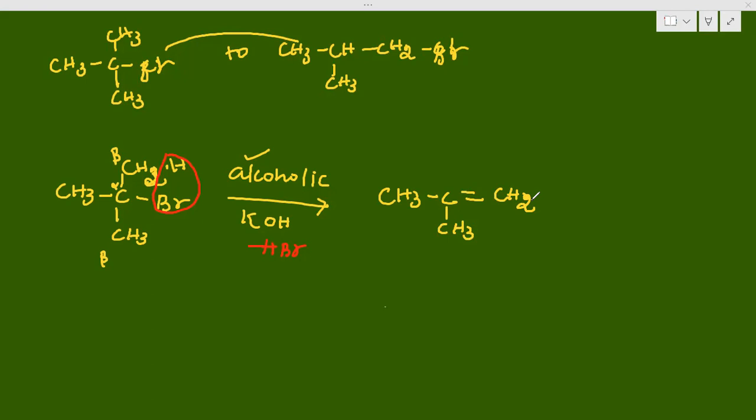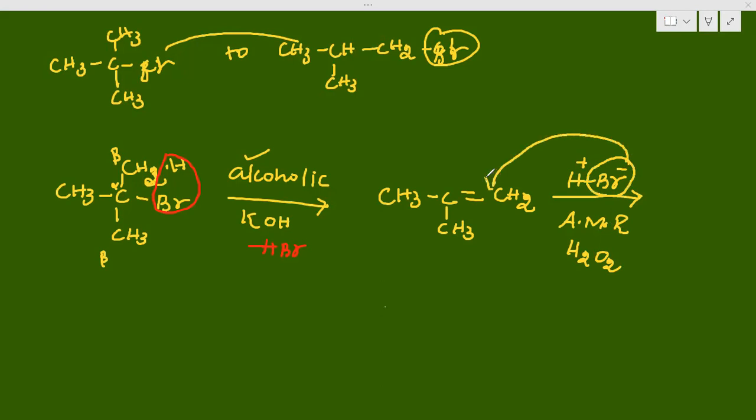Next step: hydrobromination, that is HBr addition at the double bond. Where do we want to add the Br? In the first carbon. To add Br in the first carbon, we have to follow the anti-Markovnikov rule. If we are following the anti-Markovnikov rule, what reagent do we select? Peroxide as a reagent. Here it is H plus and Br minus. This Br minus we have to add to the carbon containing more number of hydrogen atoms.